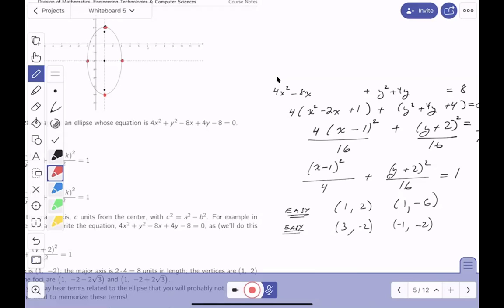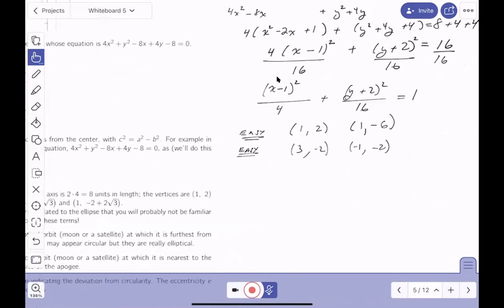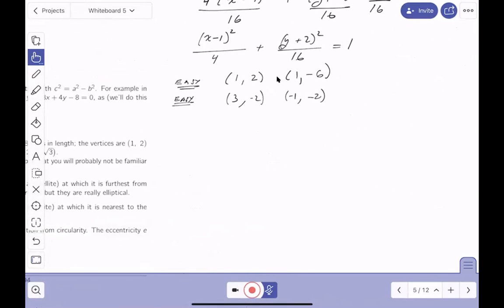The other thing I can get from my standard form is what's called a center point. So I'm going to write that down for you, the center. Well, just like we did for circles, it should be relatively simple to do.